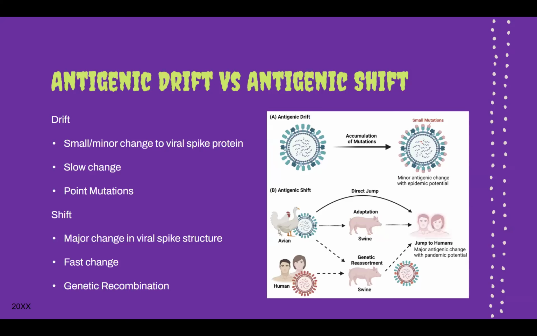Antigenic drift versus shift. This should be fairly straightforward. Drift is a small or minor change to the viral spike protein. It is a slow change and it involves point mutations. Those are your keywords for antigenic drift. And antigenic shift, it's a major change in the viral spike structure. It's a very fast or quick change, and it's caused by genetic recombination. If you have a question that's talking about influenza, hint, hint, you might also be asked if it's drift or shift, and why is it drift or shift. So just study that in case you see it.